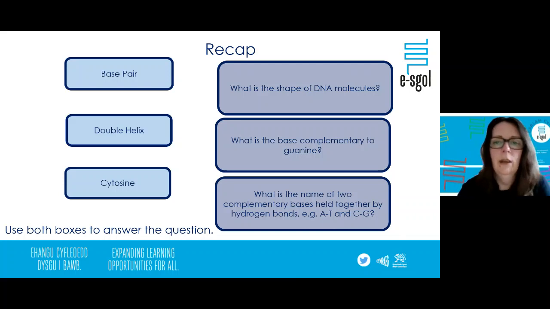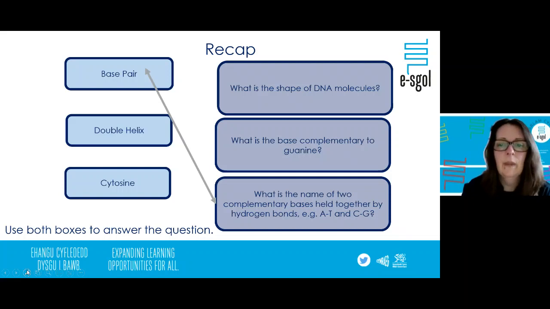And our second question, what is the base complementary to guanine? And again, we've got those 3 answers. And then finally, what is the name of 2 complementary bases held together by hydrogen bonds, either A and T or C and G. So let's have a look at our answers here. The 2 complementary bases held together are base pairs. And as you should remember, we've got adenine and thymine and cytosine and guanine. And then that will help us with our final question in a second.